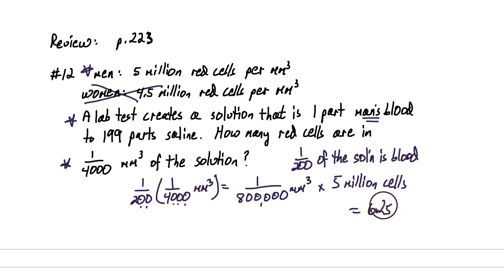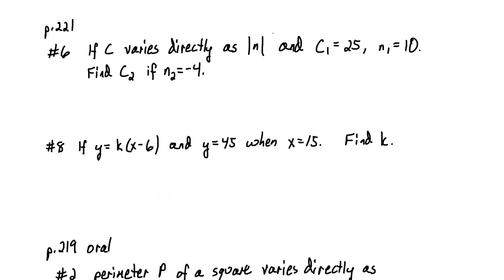Now it doesn't make sense to have a fractional amount of a blood cell, so we'll round this down to 6 red blood cells. In this sample of man's blood mixed with saline, there would be 6 red blood cells. Page 221, number 6. We're told that C varies directly as the absolute value of N. From that statement, we can write C equals M times the absolute value of N.